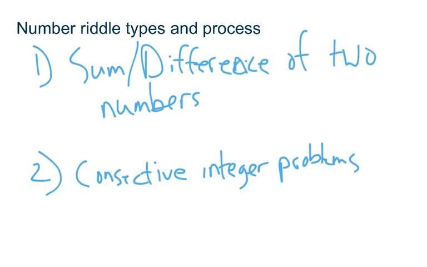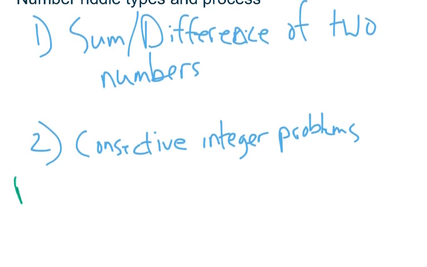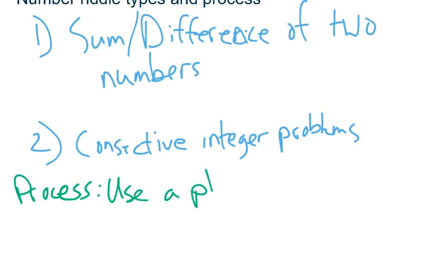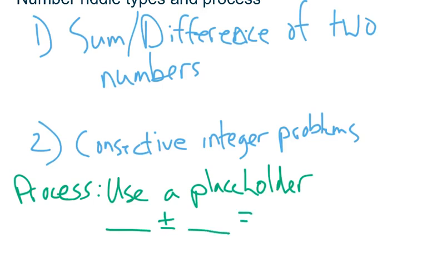Now, what's neat is that the process for both of these can be solved by using what I like to call a placeholder. I know it seems kind of crude, but that is what you're going to use, because the way these problems work is it is something plus or minus, depending on the context, something else is equal to something. If you set up the placeholder, you'll help yourself set up an equation that will help you solve this problem.